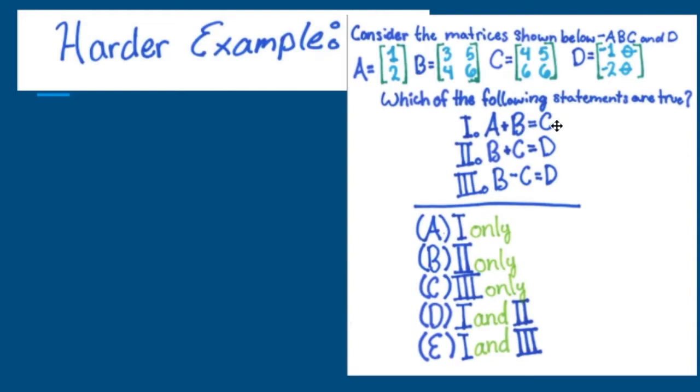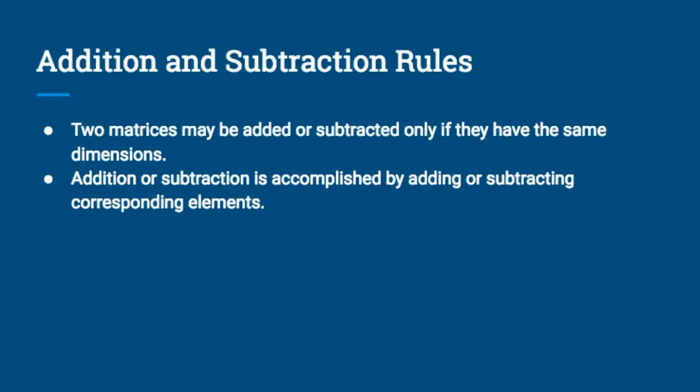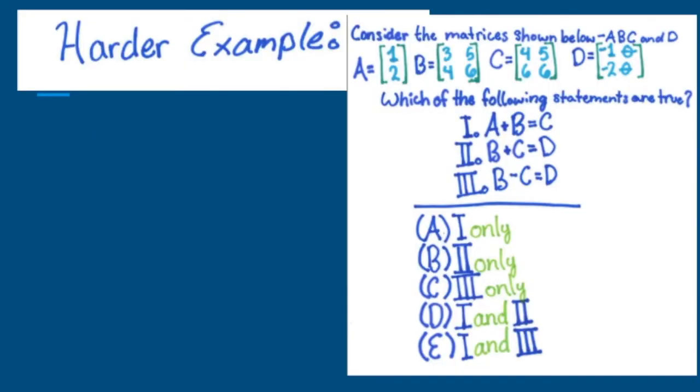Well, we can see that that is impossible because this is a 2 by 1 and this is a 2 by 2. So, as you can see from the first rule of addition and subtraction, two matrices may be added or subtracted only if they have the same dimensions. So, we can tell that this cannot be true. So we can cancel A, D, and E.